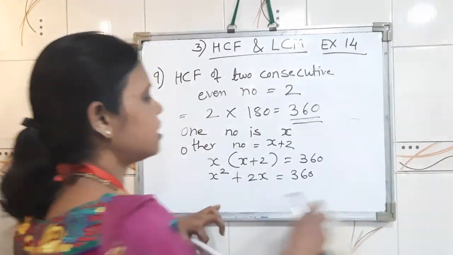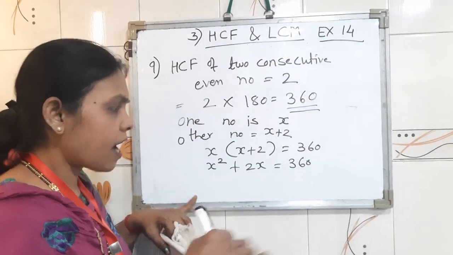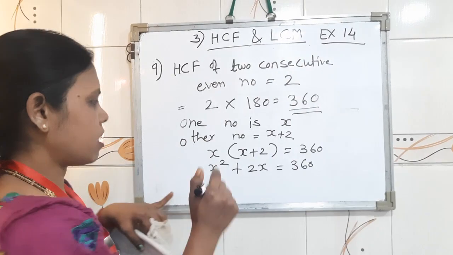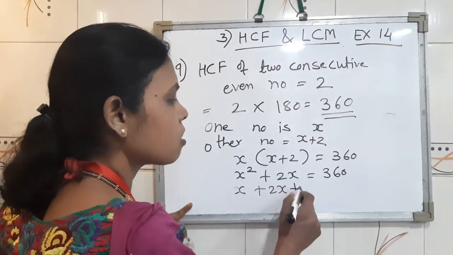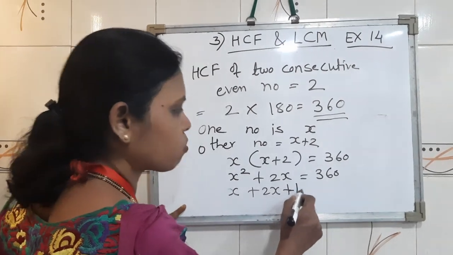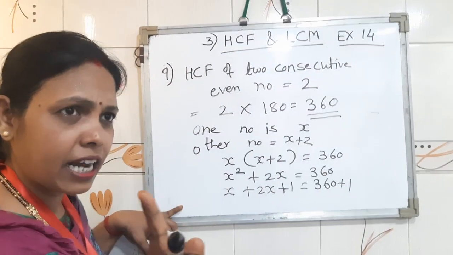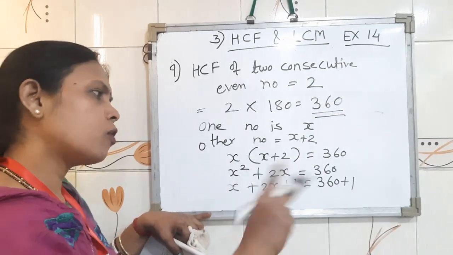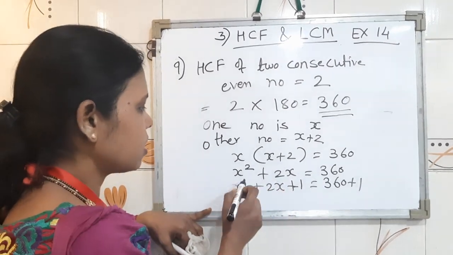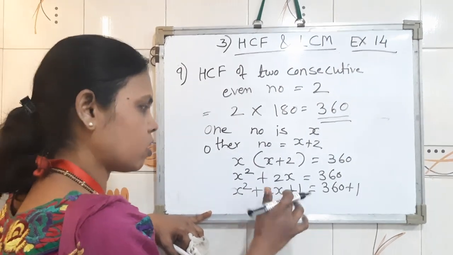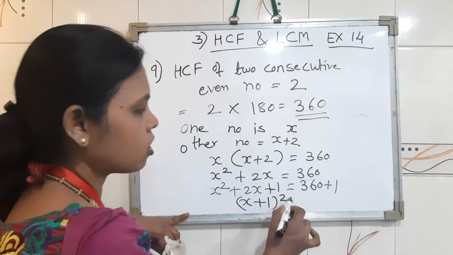So children, here we will add the number by which we will get the perfect square. We take x square plus 2x, and by our own we are adding plus 1 on both sides. We are not adding 1 on only one side, we are adding 1 on both sides. So here x square plus 2x plus 1 gives us x plus 1 whole square.